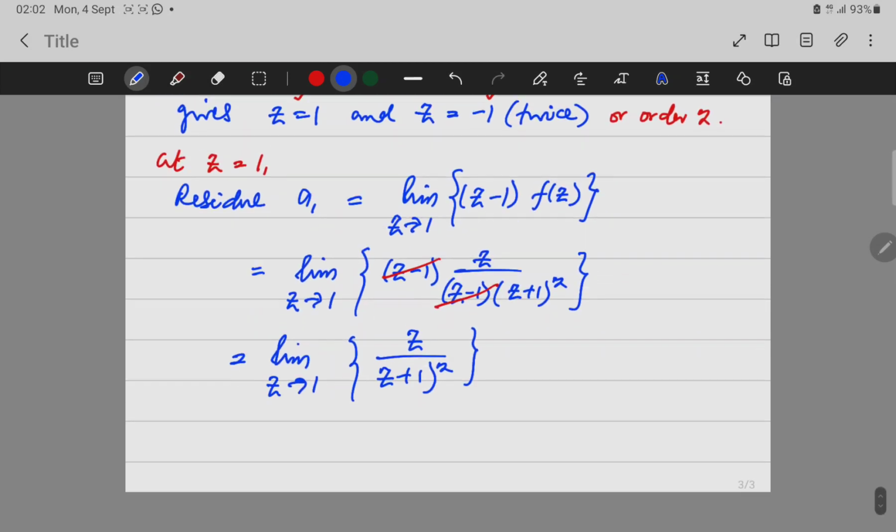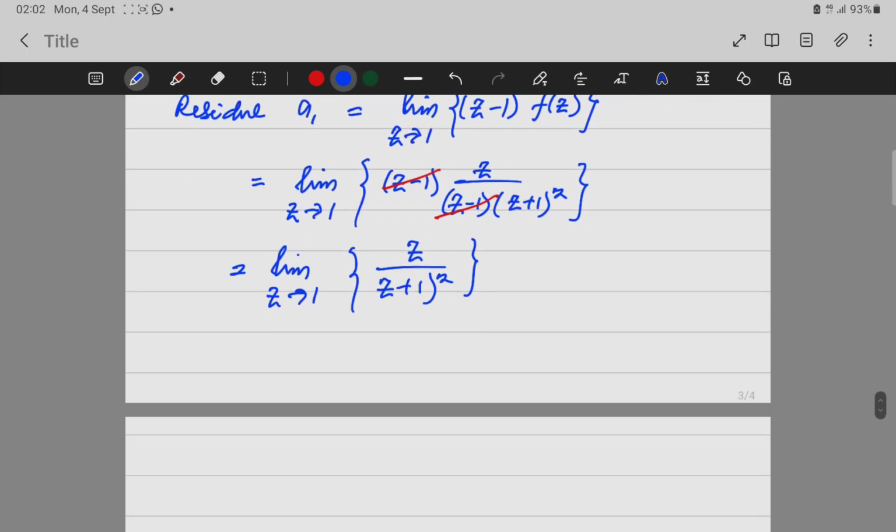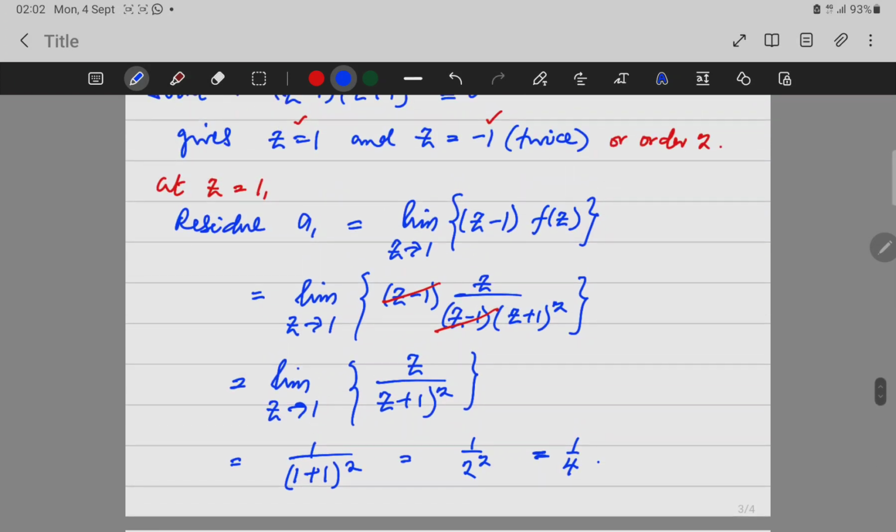So the next thing for us is to evaluate. We now have 1 over (1 plus 1) raised to power 2, which is 1 over 2 squared, and the result is 1 over 4. So that is the residue at z is equal to 1.